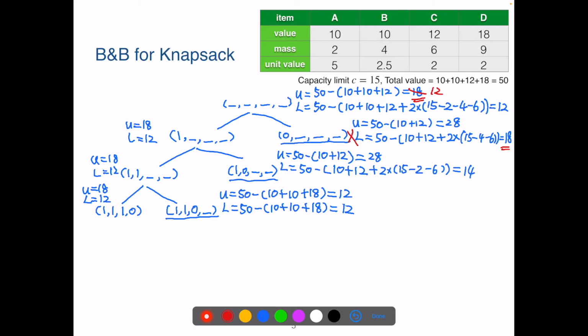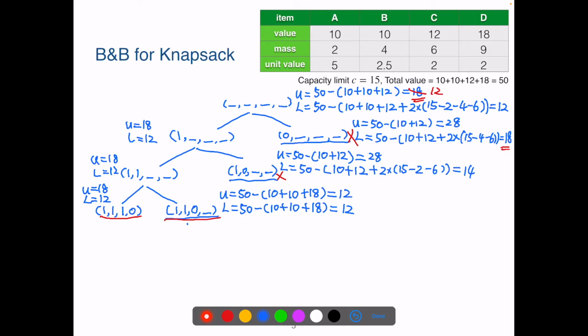This also allows us to eliminate this solution for the same reason. Can we eliminate this solution? No, we cannot. We have to keep this one. Now let's keep expanding the most promising solution. That'll be this one here.